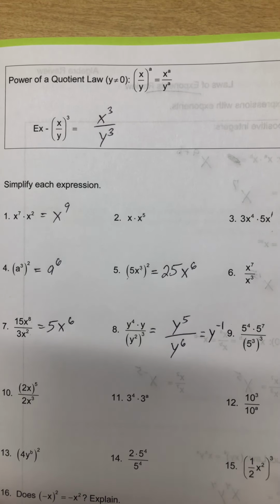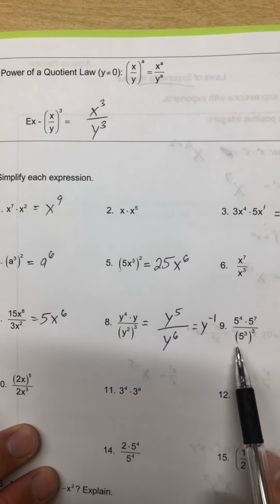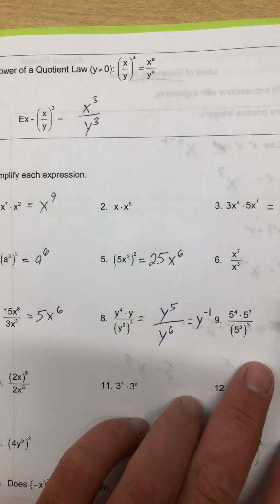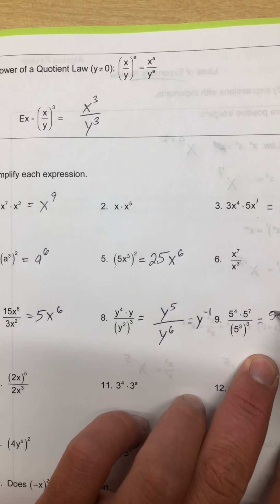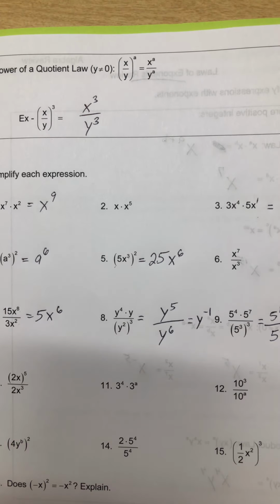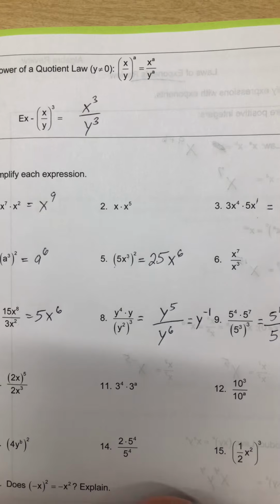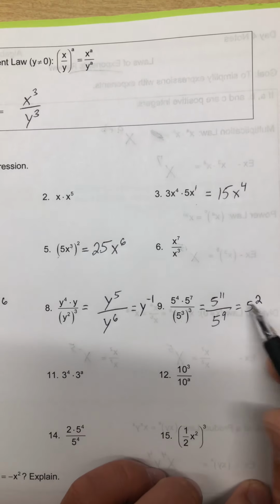There's a few of these in here that have just numbers, no variables, like number 9. You don't have to find the final answer. Just leave it as 5 to something. So simplify this all out. Well, this is 5 to the 11th over 5 to the 9th, which is 5 squared. You can just leave it like that. Obviously, you all know what 5 squared is, but that's fine.